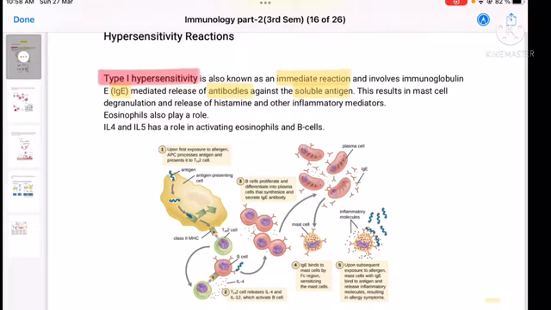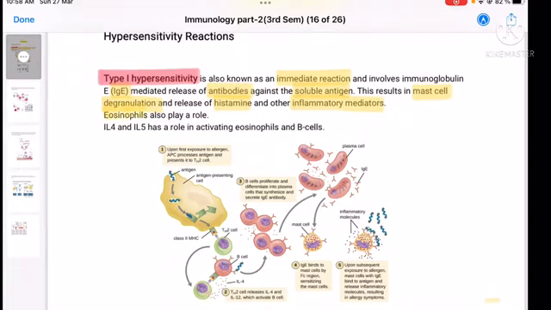This results in mast cell activation or degranulation and the release of histamine and other inflammatory mediators. So once the antigen enters into your body, that causes activation of the immune system, then there will be release of IgE antibodies, and IgE antibodies will go and bind with the mast cell, activate the mast cell and cause degranulation of the mast cell. So the mast cell will release histamine and other inflammatory mediators.